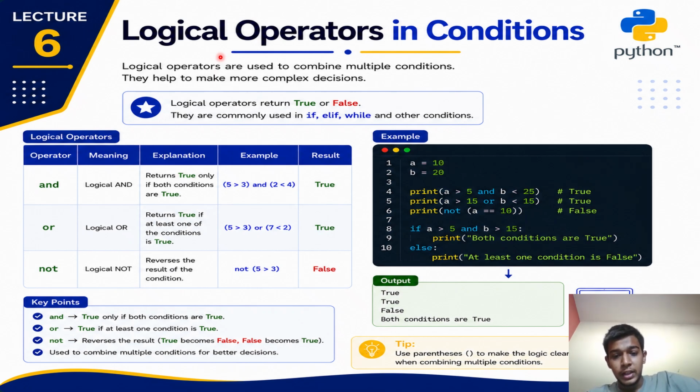In the second statement, both conditions are false. A greater than 15 or B less than 15. Both are false. So the output will be false.